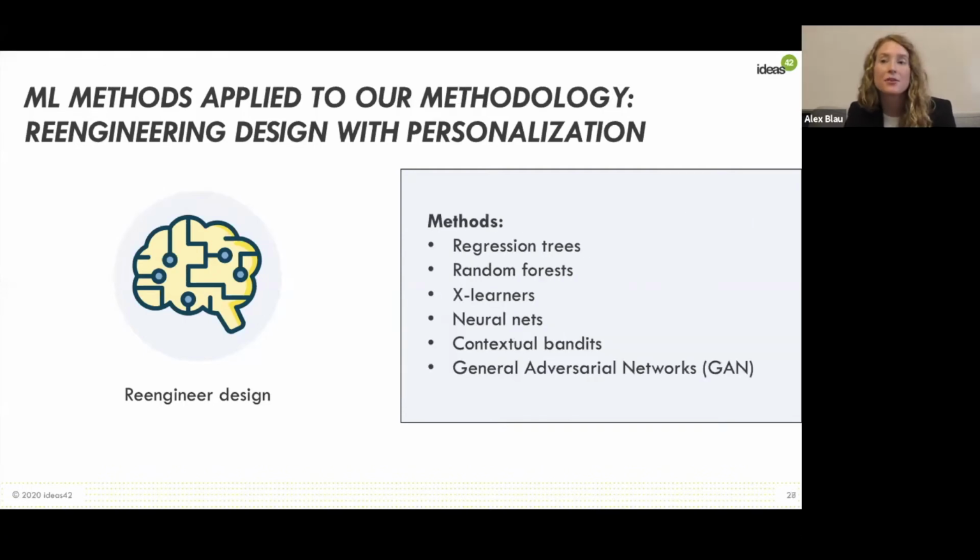The methods that we use here rely very much on our research teams at Stanford University and otherwise, but we use regression trees and random forests. Those are often tested against X-learners and neural nets. And then we've also advanced a little bit into using contextual bandits and generative adversarial networks. Now, there's not time in this presentation to go into each of these different methods, but feel free to ask questions or follow up with us later about how each of these methods plays out in this endeavor.